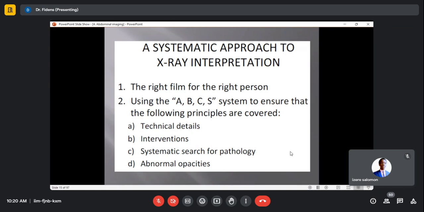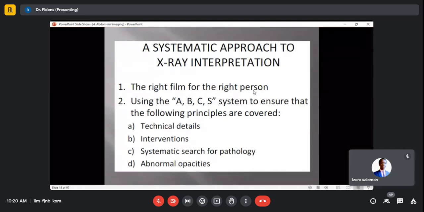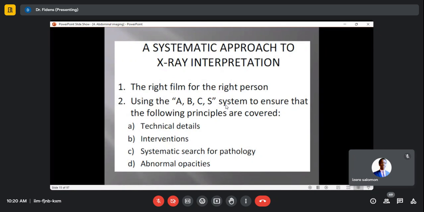So the same here for abdominal X-ray, there is a system you have to check. The first one is about identification, the right film for the right person. Number 2 is about techniques. But in techniques, we use what you call now ABCS. Those abbreviation ABCS. We see what is A, what is B, what is C, and the S.